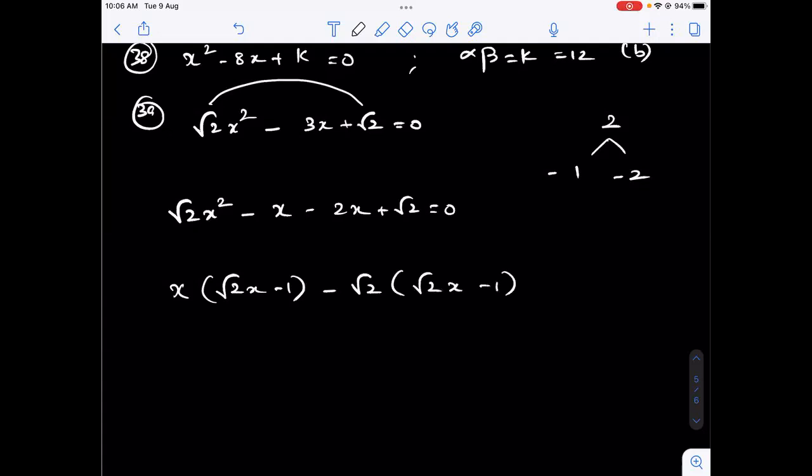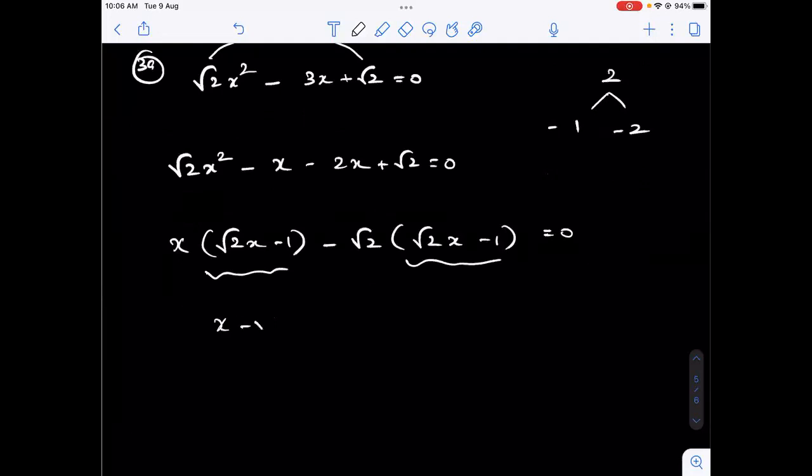Check it. Because when I factorize, what is the logic? The 1 inside the bracket should be the same. So what should I take out for that? So x minus root 2 into root 2x minus 1 is 0. So x is how much? Root 2 or x is equal to 1 divided by root 2.